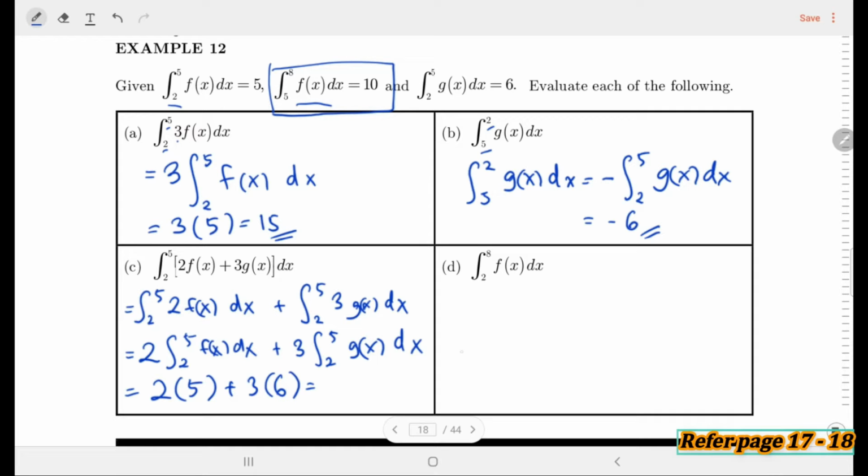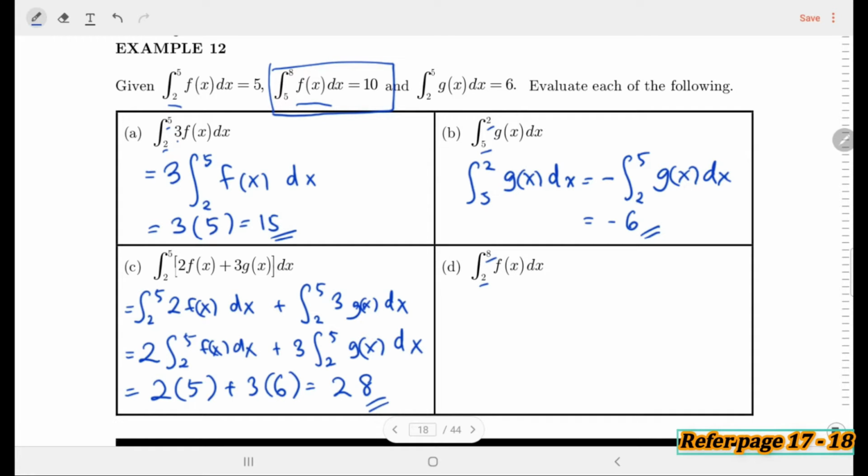So 10 plus 18 is 28. And then for part D, we have lower limit 2 to the upper limit. So clearly from the question, we could see there is none about from lower limit 2 to 8. So what we must do is use the properties. The beginning point is from 2, the lower limit, and the upper limit is 8.